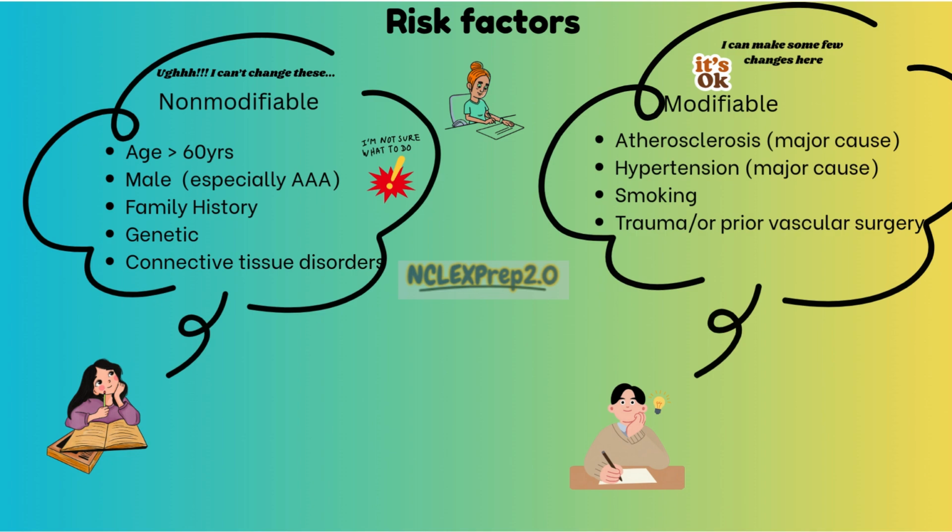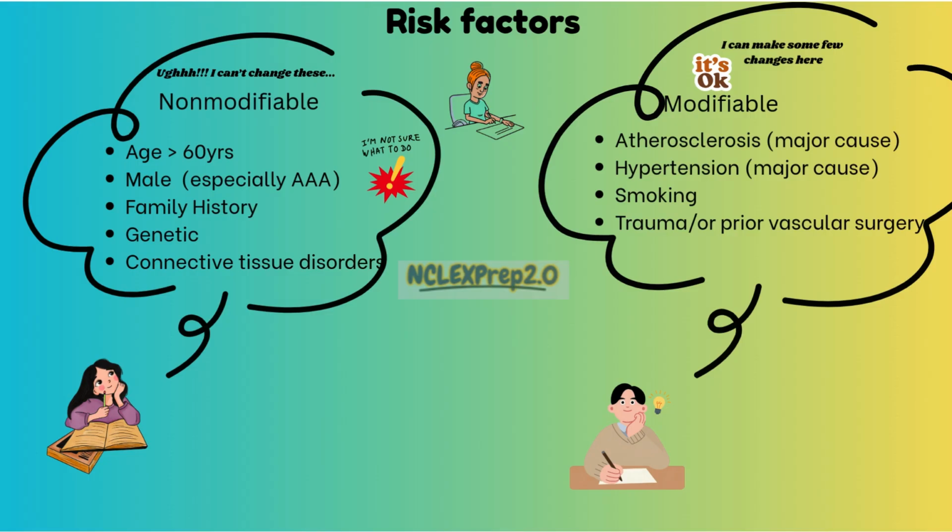What are the risk factors and the contributing factors to the formation of aneurysm? We have non-modifiable risks, which are basically what we cannot change and we cannot avoid. For example, age, usually over 60, are more prone to aneurysms. Males are more prone to getting AAAs than females. Family history, genetics, genetic degenerative connective tissue disorder like Marfan's syndrome.